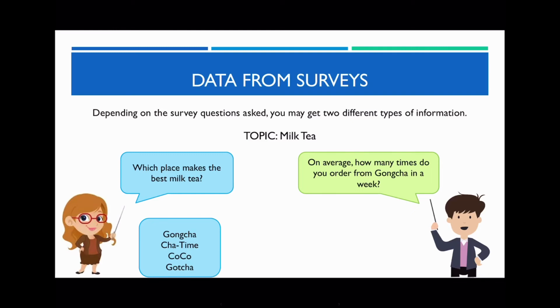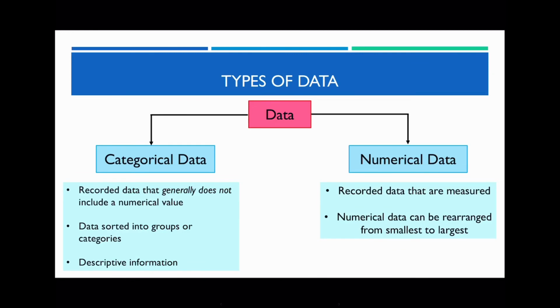But if I asked you a different question, on average, how many times do you order from Gongcha in a week? Some of the answers that I might expect are 0, 1, 2, and 3. Now notice that for each of these different types of survey questions, I'm getting a different type of response. On the left-hand side, I'm getting categorical or more descriptive word responses, whereas on the right-hand side, I'm going to get a numerical value, which I'm measuring or recording in this case. To summarize, the data or information I get from a survey could either be categorical or numerical. Down below on this flowchart, I described the differences between these two.